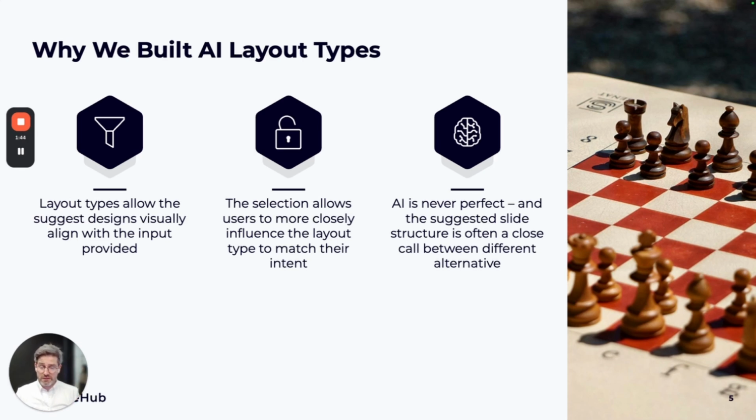So now you will start seeing these different layout categories. Another thing we've done is that we allow you as the user to select the type of layout category. Because the AI is never perfect, you now have the ability to specify the correct layout type yourself, so that you are sure you find the layout type that matches your intent with the slide.